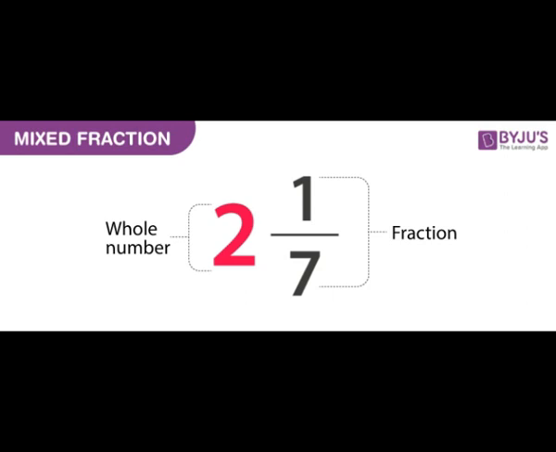Listen there, 2 1 by 7. Here 2 is a whole number, then 1 by 7 is a fractional number. But 1 by 7 is a proper fraction. You know about proper fraction? Proper fraction means numerator is less than the denominator. So the combination of whole number and fractional number is known as mixed fraction. Are you clear?